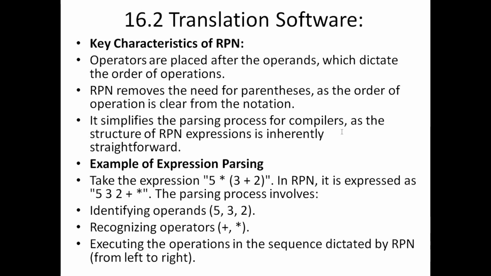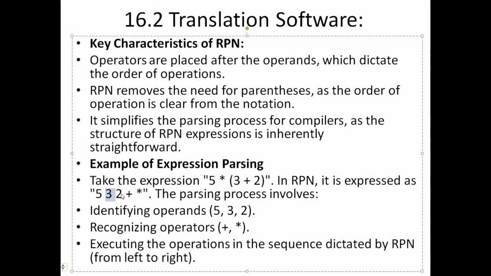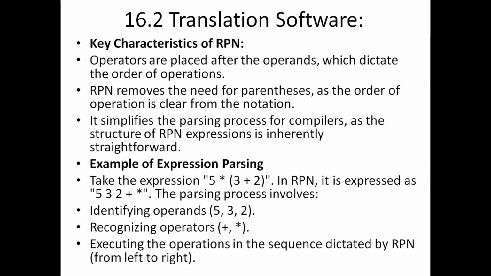In RPN, it should be expressed as 532 plus and then multiplication. Now this would mean that this plus should be applied on these two first, and then the answer should be multiplied with this. These are the operands and these are the operators. Executing the operation in the sequence dictated by RPN is always from left to right.